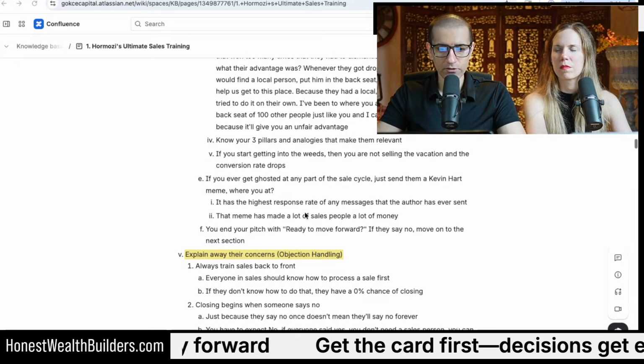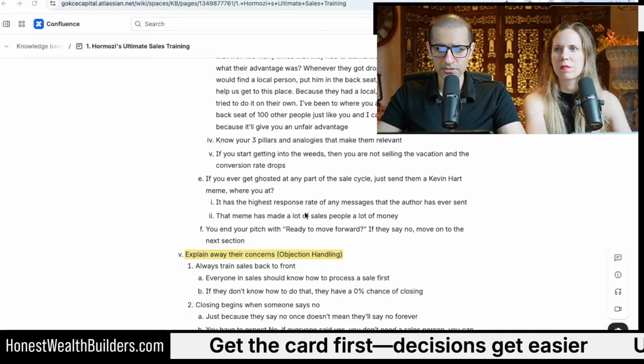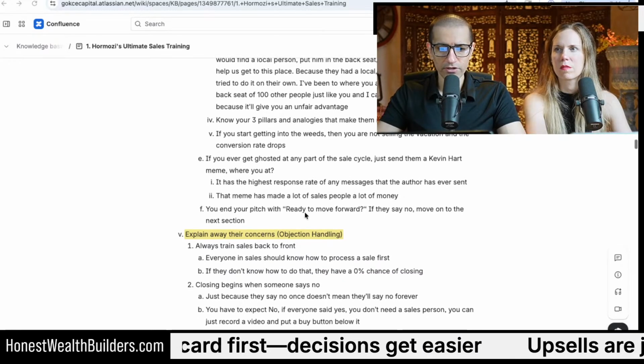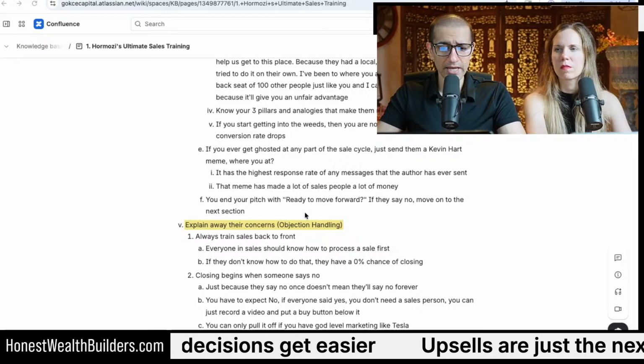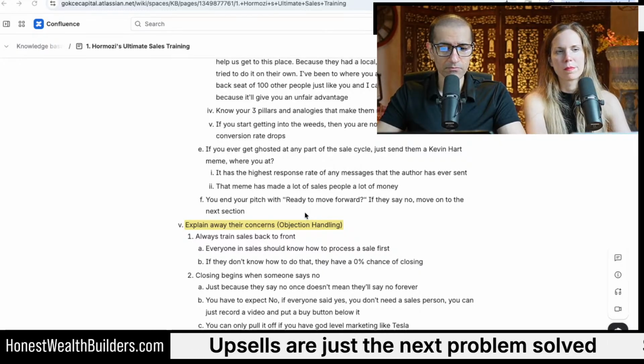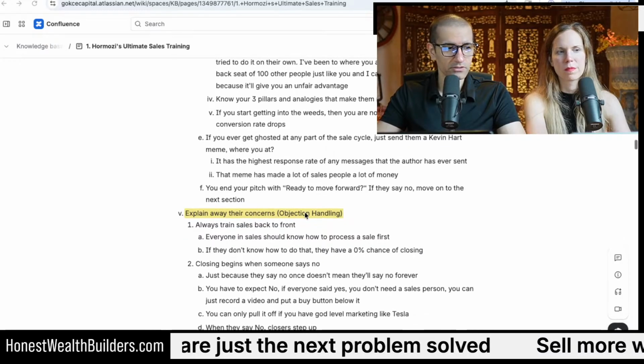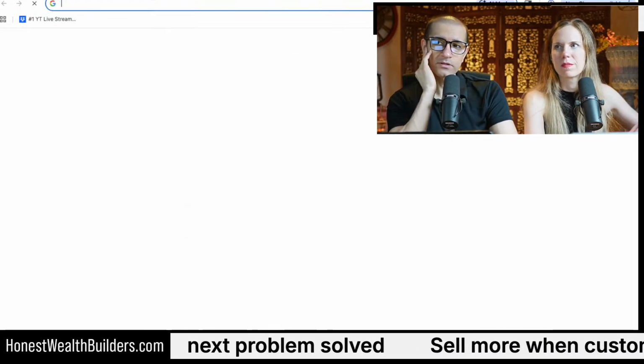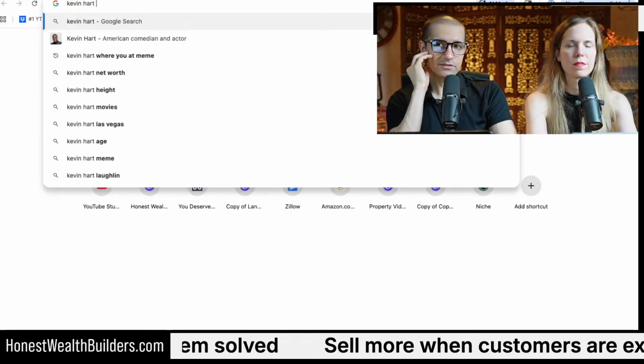If you start getting into the weeds, then you're not selling the vacation and the conversion rate drops. If you ever get ghosted at any part of the sales cycle, just send them a Kevin Hart meme. Where you at? You want to show people what we're talking about? We tried this. It works sometimes.